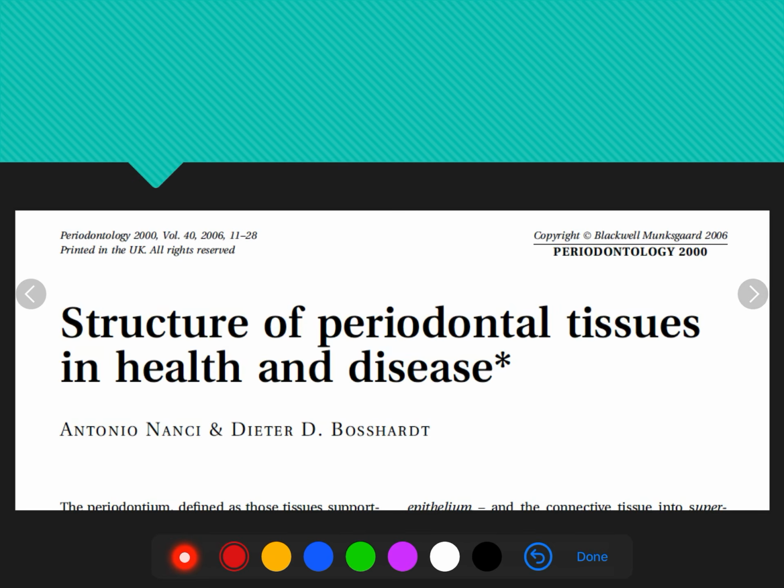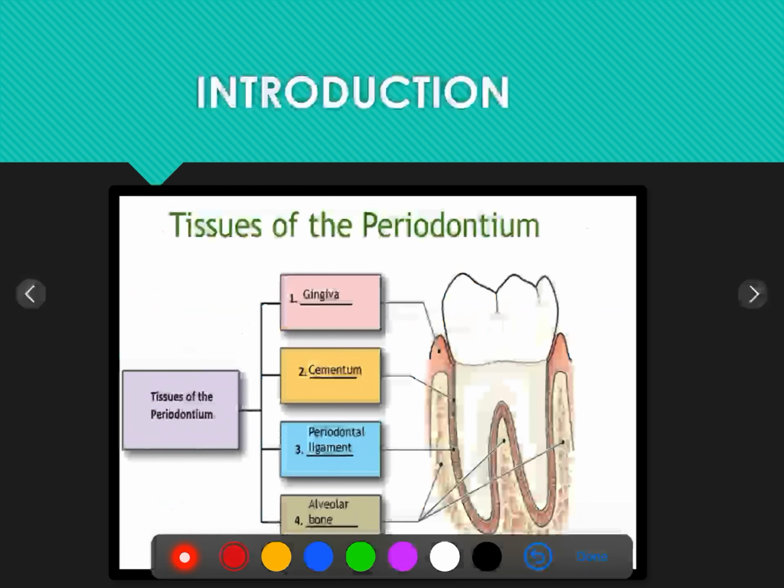Moving on, you have one more by Bouchard. That's the structure of periodontal tissues in health and disease. If you see the basics, the answers are more to the point. Some of the Periodontology 2000 articles are directly given as questions in the basic exams.